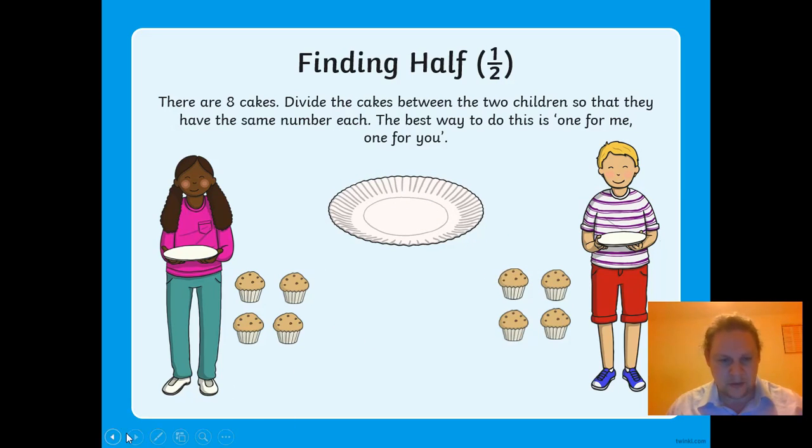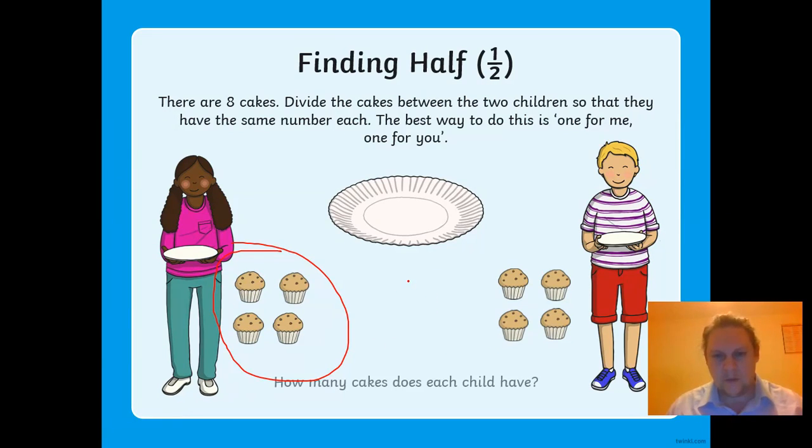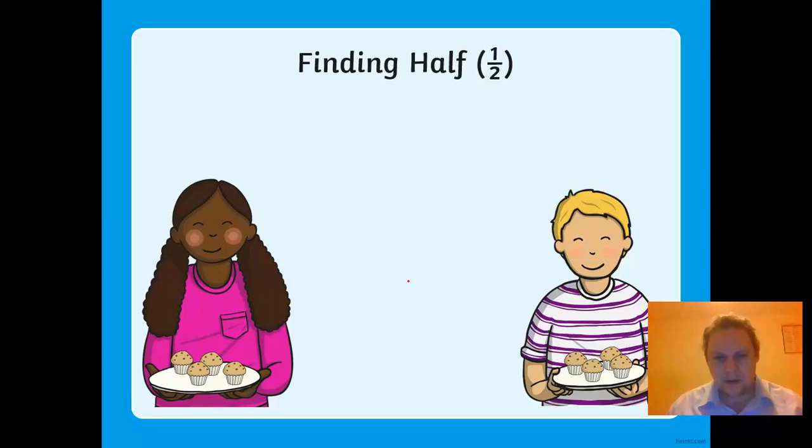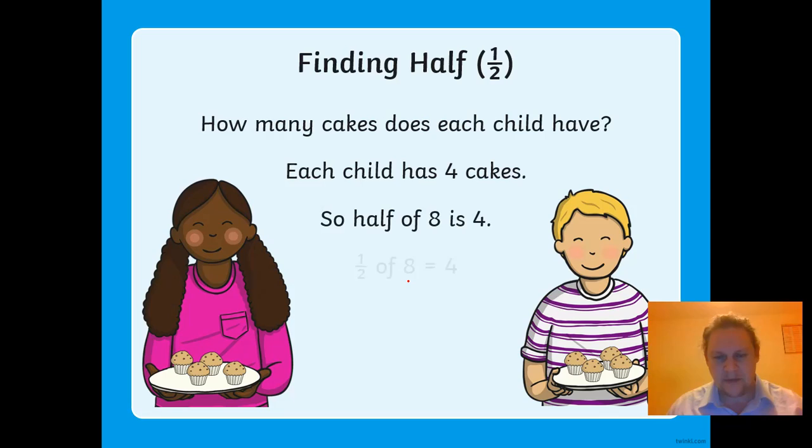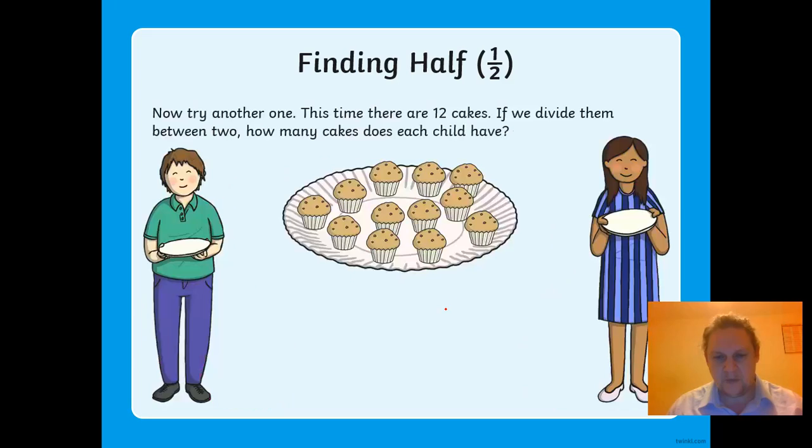Now we've got our 2 equal groups, and we know that half of 8 then is 4. How many cakes does each child have? Each child has 4 cakes, so half of 8 is 4. And we write that as half of 8 is 4.